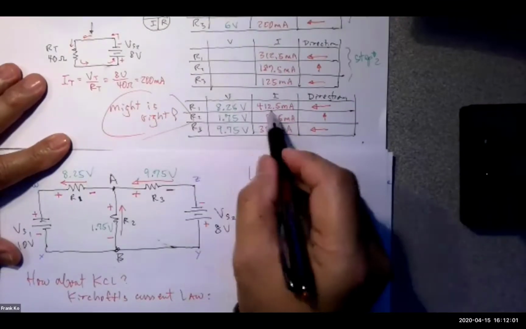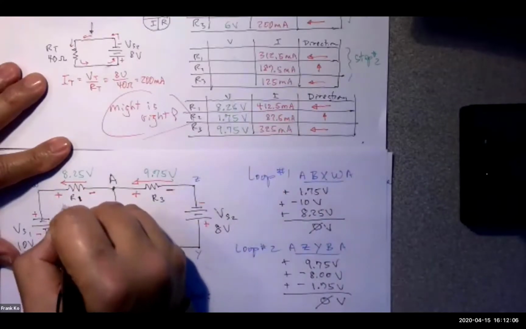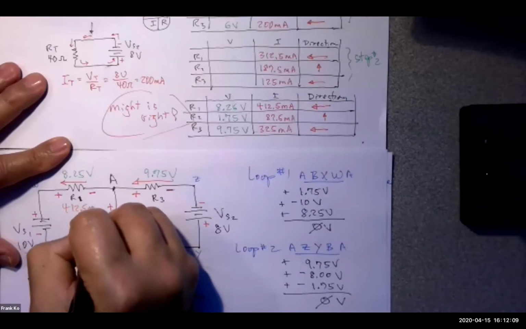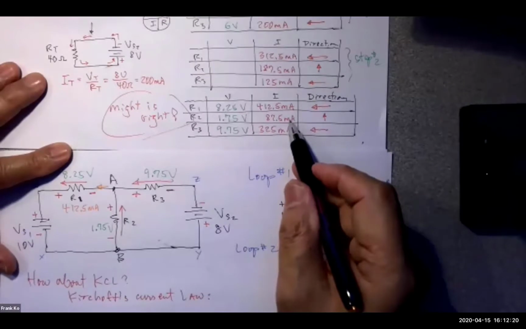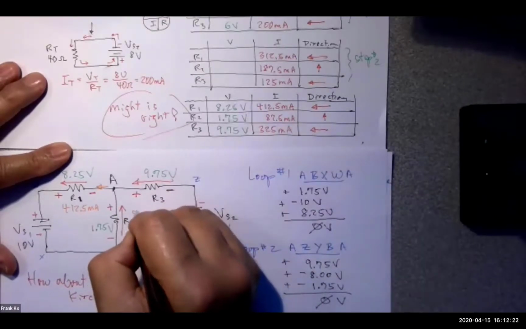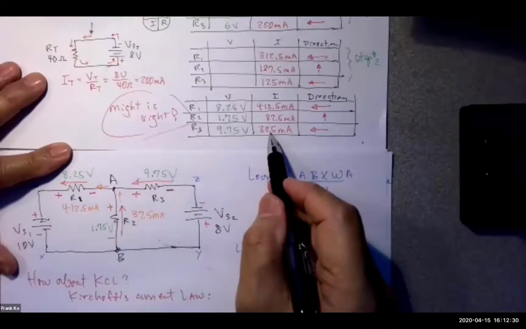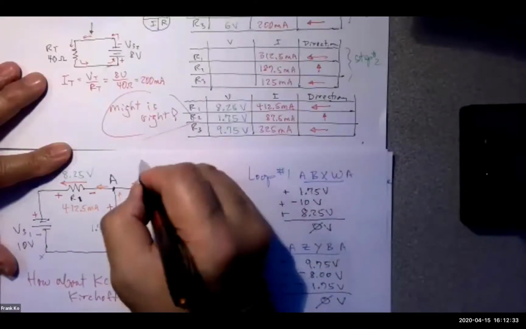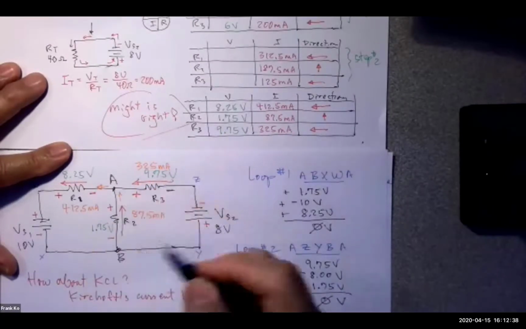Do I have a current through R1? The current through R1 was 412.5 milliamps moving to the left. Do I have a current through R2? R2 was 87.5 milliamps moving going up. Do I have a final current for R3? R3 was given as 325 milliamps flowing to the left.